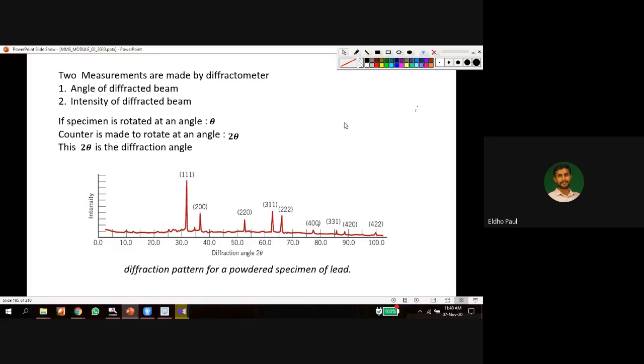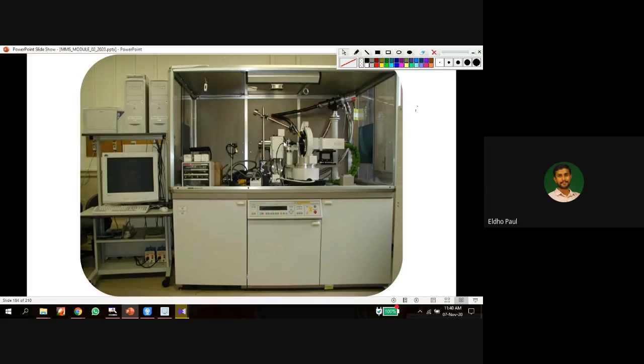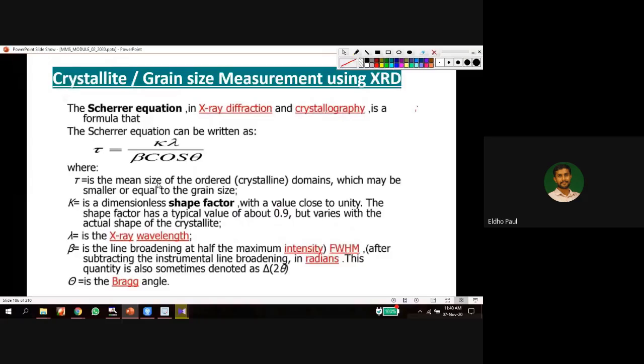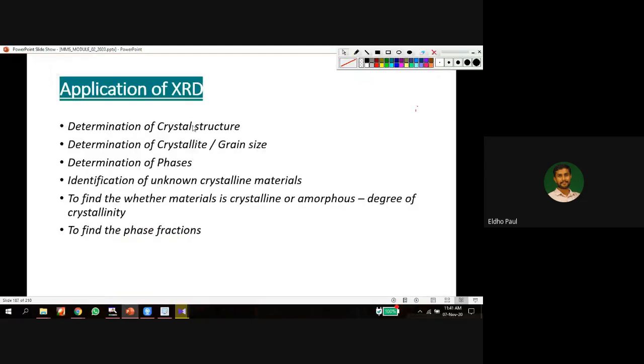Okay, and this is the output from the experiment, the diffraction pattern from the diffractometer. You can see the peaks, and each peak indicates a different plane. Applications: we can determine the crystal structure, grain size, phase, and phase fraction.